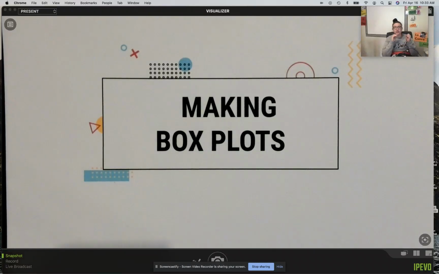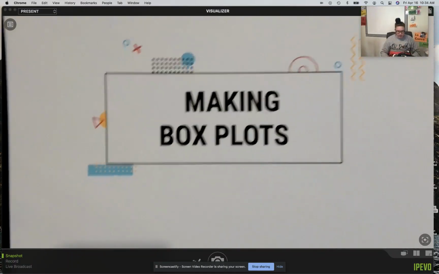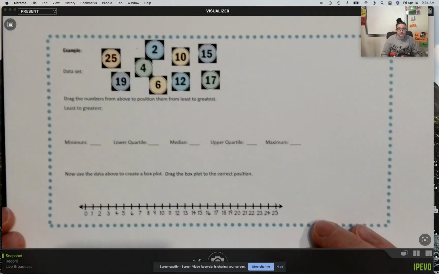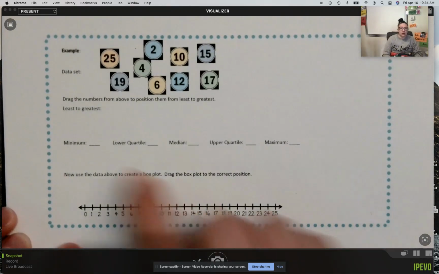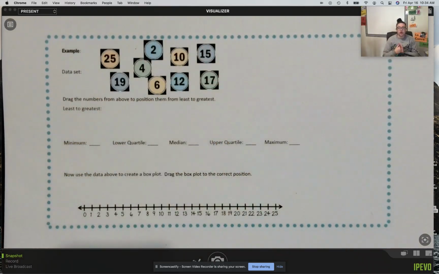All right, so now that we've seen a box plot, we've learned all the words that we need to help us understand what a box plot is and to help us figure out the questions. How do we actually make a box plot? And that's what we're going to do now. So I've got this example, all these different numbers, and we're going to make a box plot.